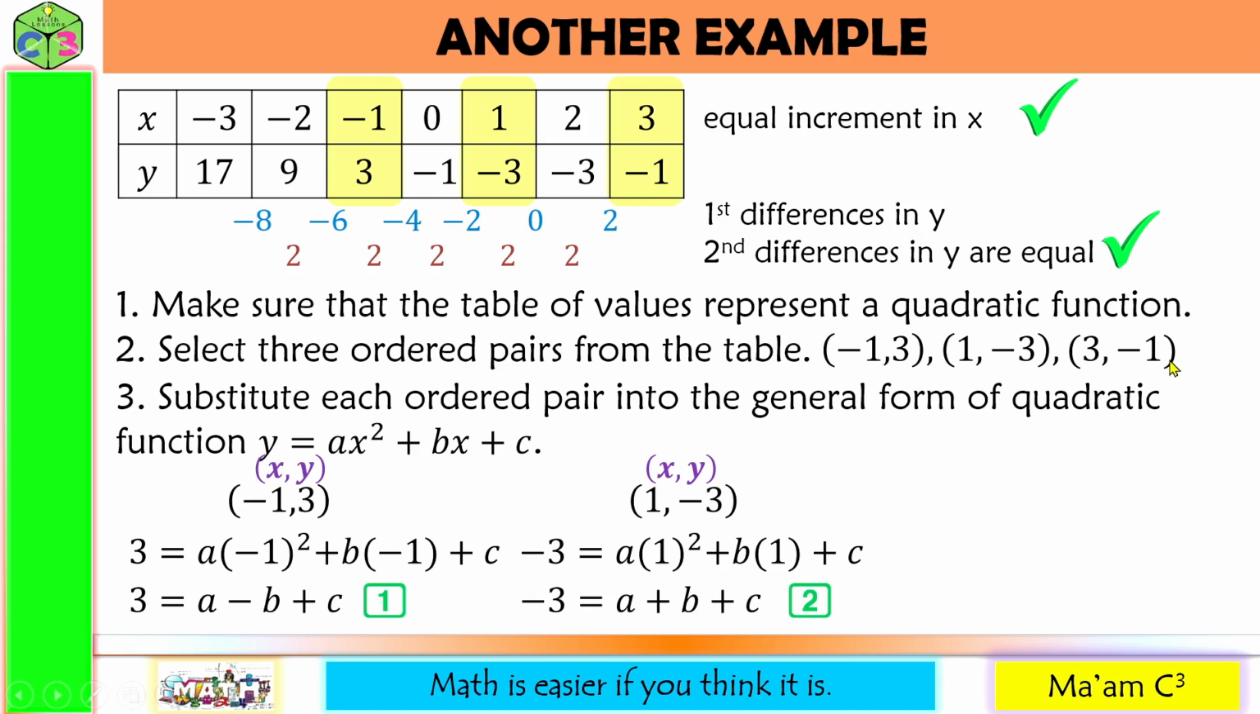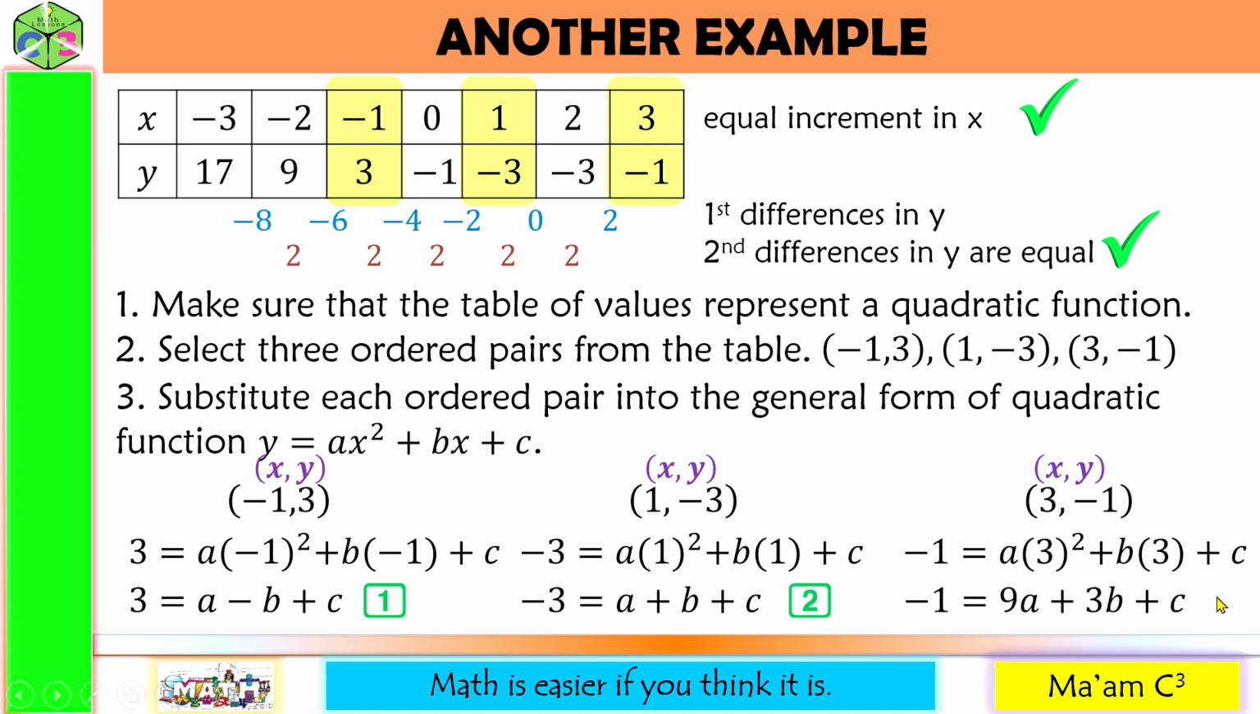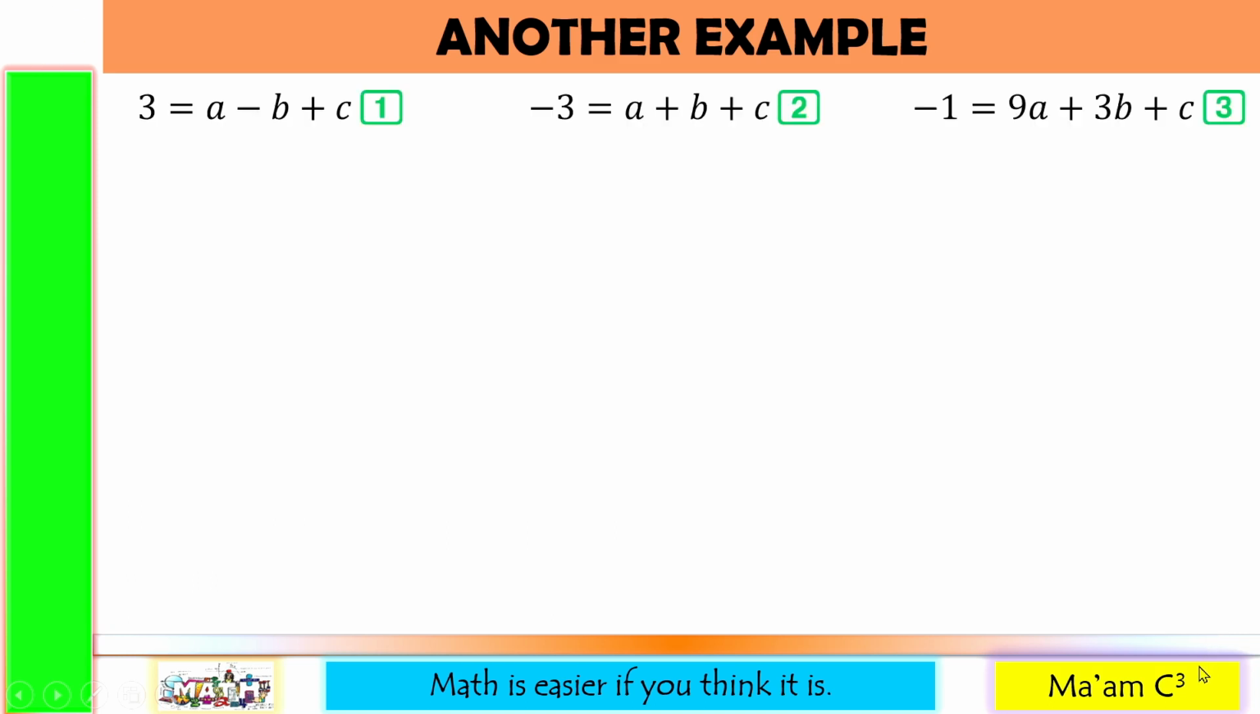And the last ordered pair, we have 3, negative 1, x, y. Our y this time is negative 1, and the x here will be positive 3. 3 squared is 9, and 9 times a is 9a. 3 times b is 3b. Copy negative 1 and c. This will be our equation 3. Let us continue. Here are our equations 1, 2, and 3.